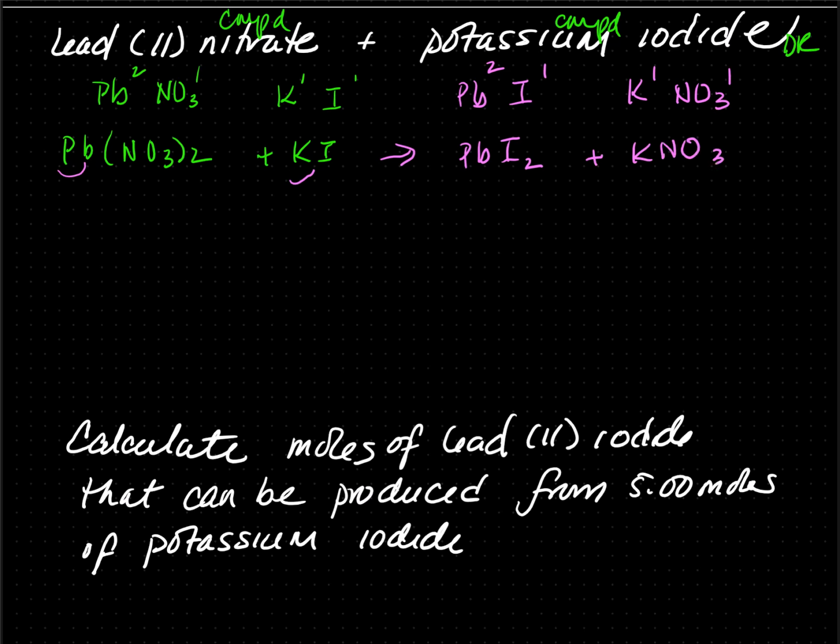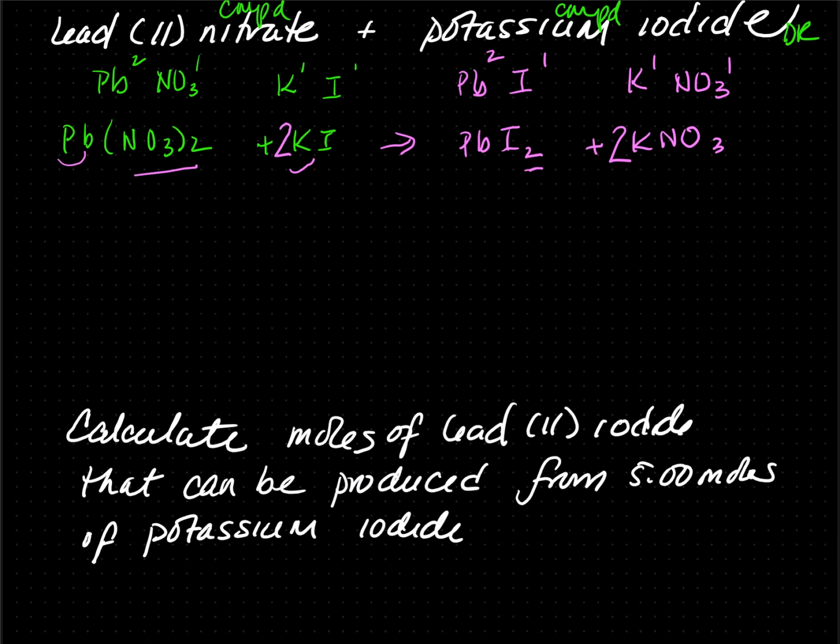Next, we need to balance. The leads are balanced. We have 1 on each side. The nitrates, we have 2 because there's the parentheses. So I need a 2 in front of KNO3. That makes it 2 potassium on the right side. So I need to put 2 in front of KI. So there's 2 K's, 2 I's, and there are 2 I's on the right side. So this is the correct balanced equation.